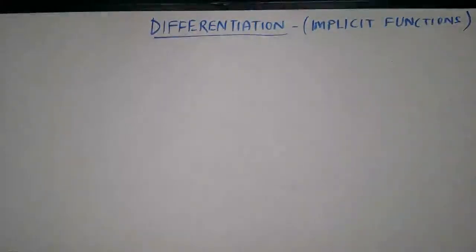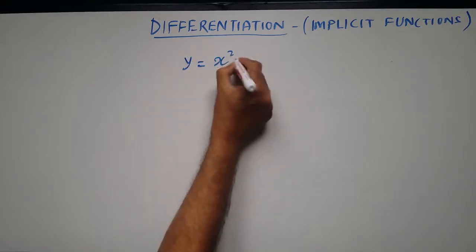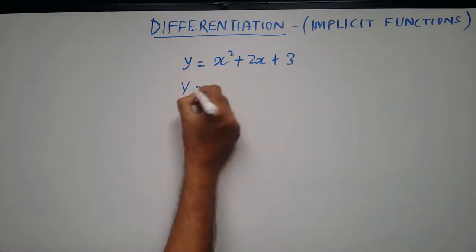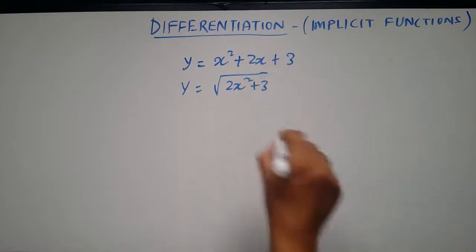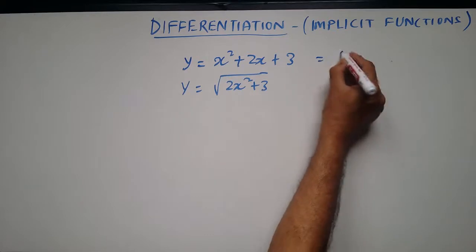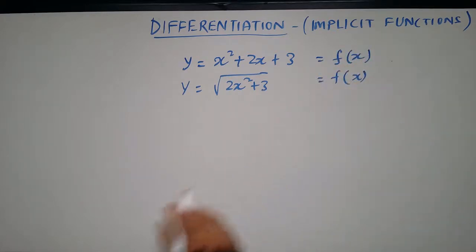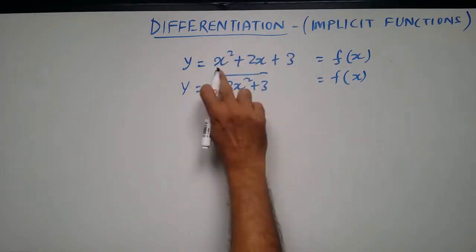Welcome to this lecture on implicit functions. Until now we were differentiating functions where y could be expressed as x squared plus 2x plus 3, say, or y is equal to root of 2x squared plus 3, where y is in terms of x, or y is a function of x. So we could express y all in terms of x.